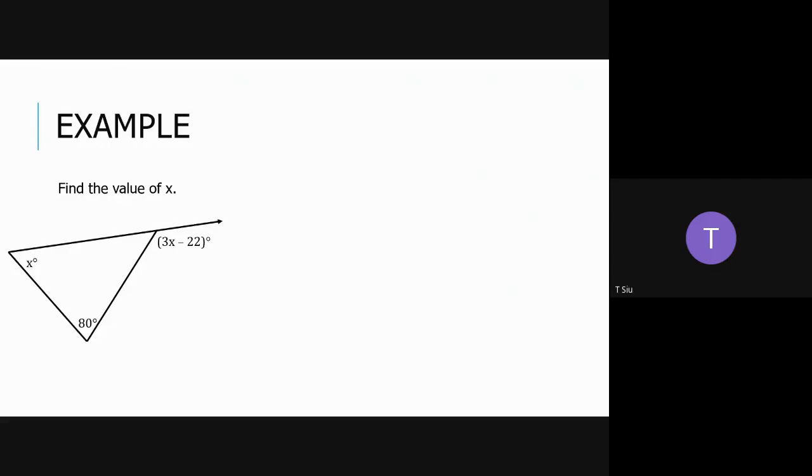In this example, we need to find the value of x. In this diagram, I'm given one exterior angle, which is 3x minus 22, and two non-adjacent angles, x and 80. I would use the triangle sum or the exterior angles theorem to solve for this. Pause the video now to try and set up your equation and solve for the missing angle.